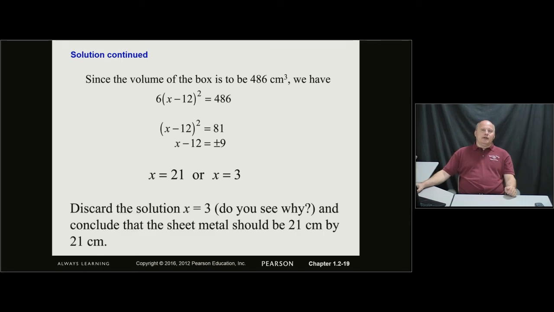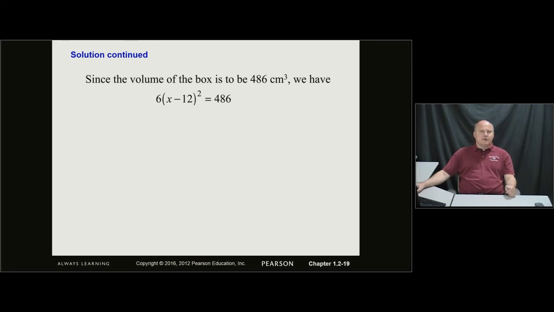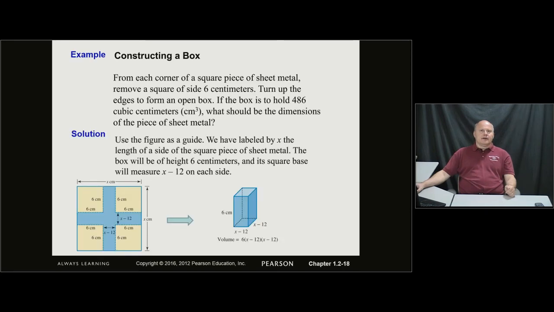Well, what do you do? Well, you discard the x equals 3. Why do you discard the 3? Is it an answer, isn't it? Well, why is that? And then we conclude that the sheet metal is 21 centimeters by 21 centimeters. Now, what was x representing? Do you remember what x was representing? What was x in the first place? Let's go back. x was the width of this sheet metal. That's what it was at the very beginning.